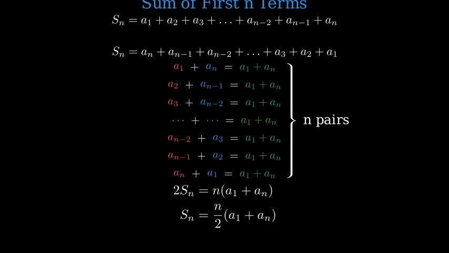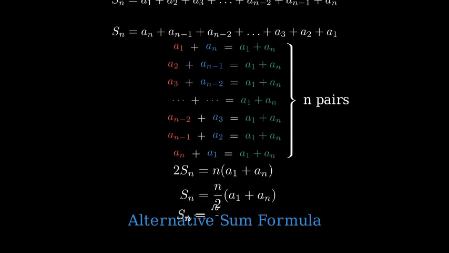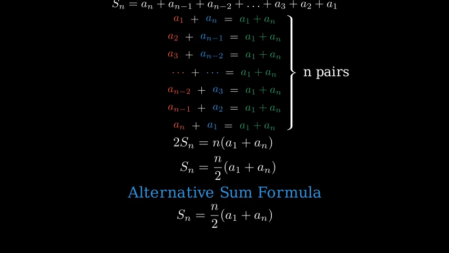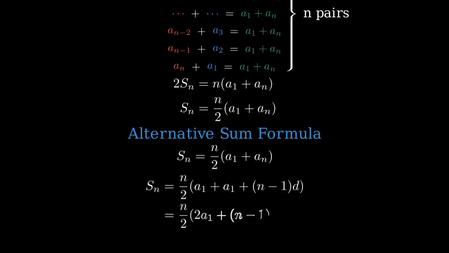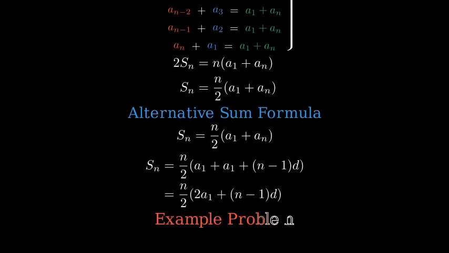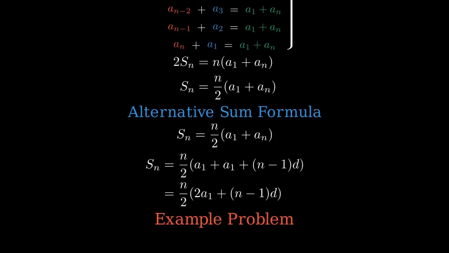There's another useful form of the sum formula. Since we know that a sub n equals a sub 1 plus (n minus 1)d, we can substitute this into our sum formula. This gives us S sub n equals n over 2 times (2 a sub 1 plus (n minus 1) times d). Let's work through an example to see how these formulas are applied.